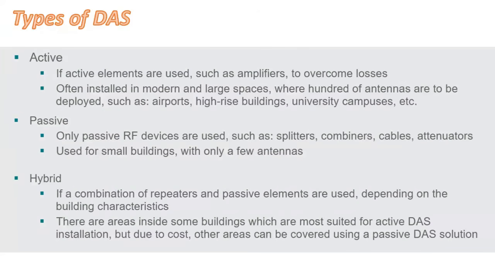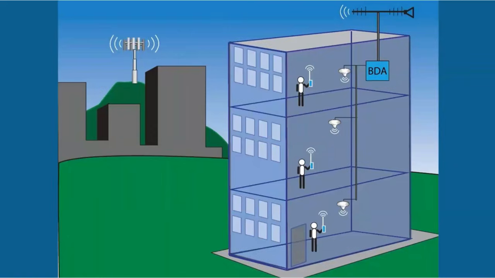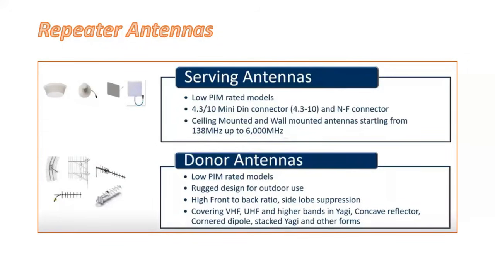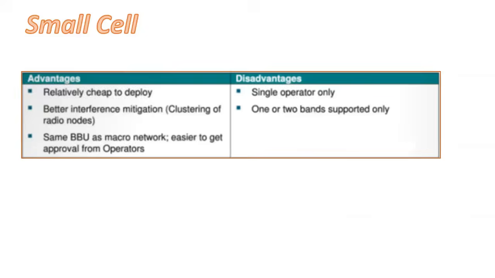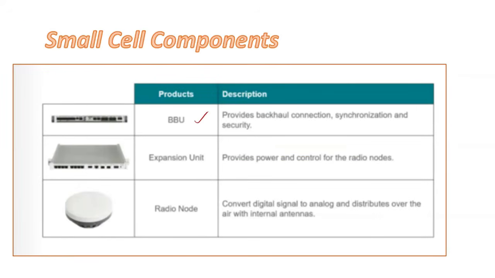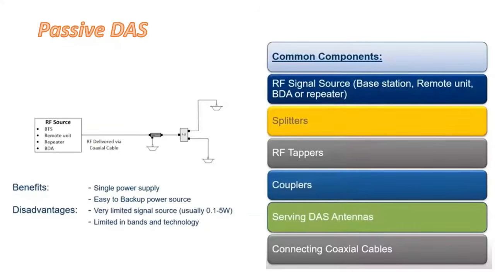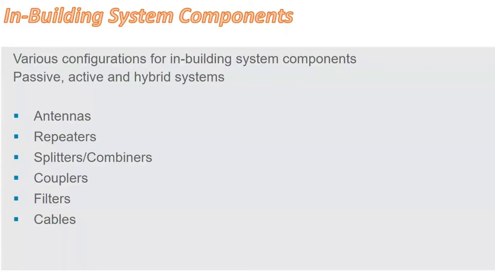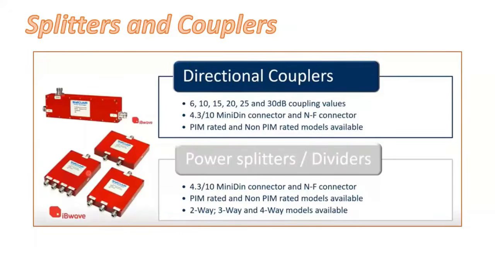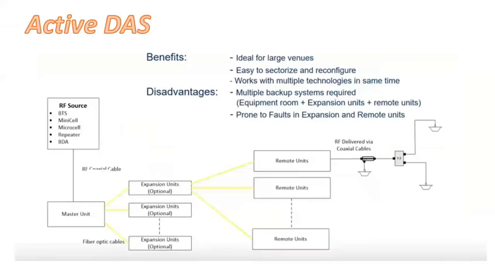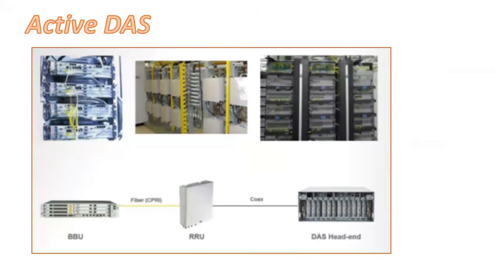In addition to that, we have seen three types of DAS. One is active DAS, one is passive DAS, and one is hybrid DAS. And we have used repeaters also, right? In repeaters, we have talked about serving antennas and the donor antennas. Small cell also we have discussed, right? And we have seen various parts like BBU, expansion unit, and the radio node. We have discussed passive DAS, its advantages and disadvantages, and its components like antennas, repeaters, couplers, filters, and the cables, right? Also active DAS we just discussed. So all these things we have gone through.